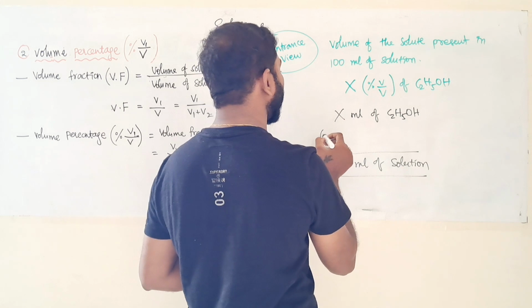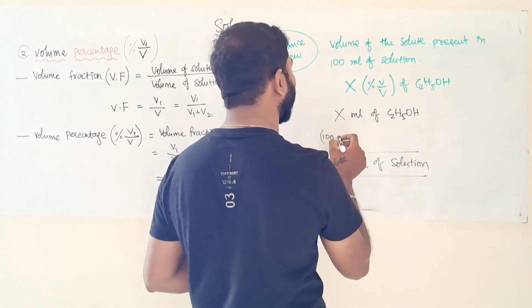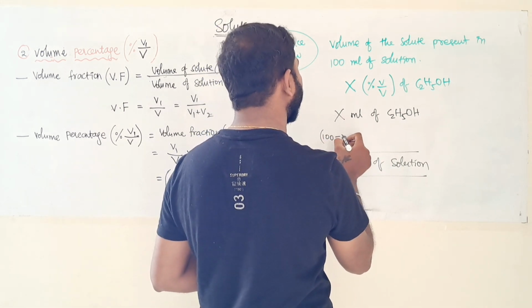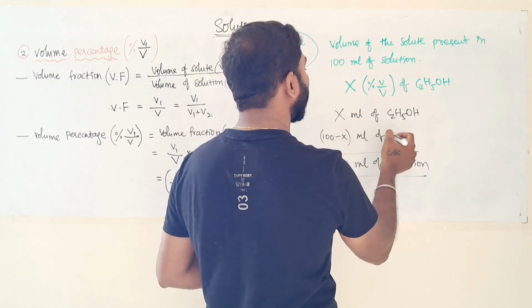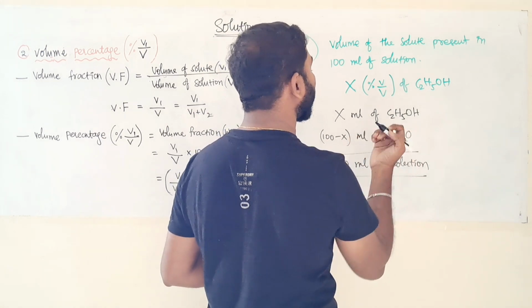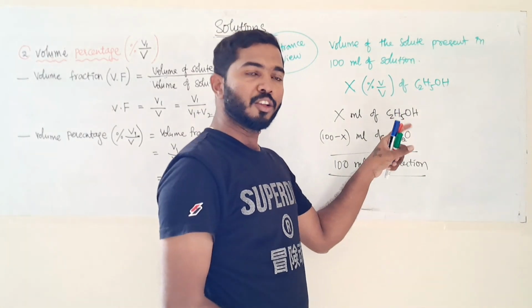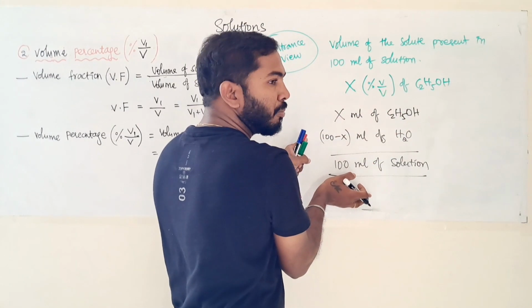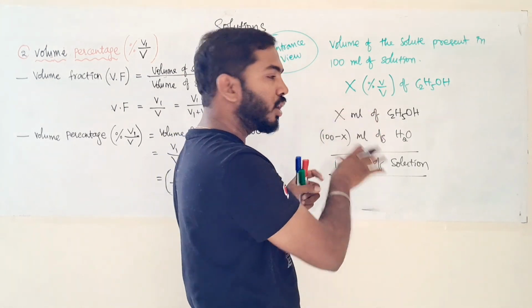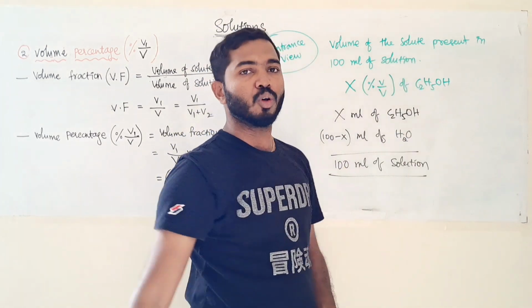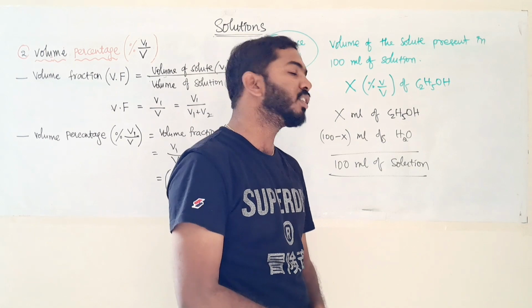So obviously, what is the remaining solvent volume? That is 100 minus X ml of water. Generally, if they didn't give anything, we can take water as our solvent. Hope you understood. So this representation is very important to convert. For our convenience, we have to write it like this, so that our problem solving will become easier.